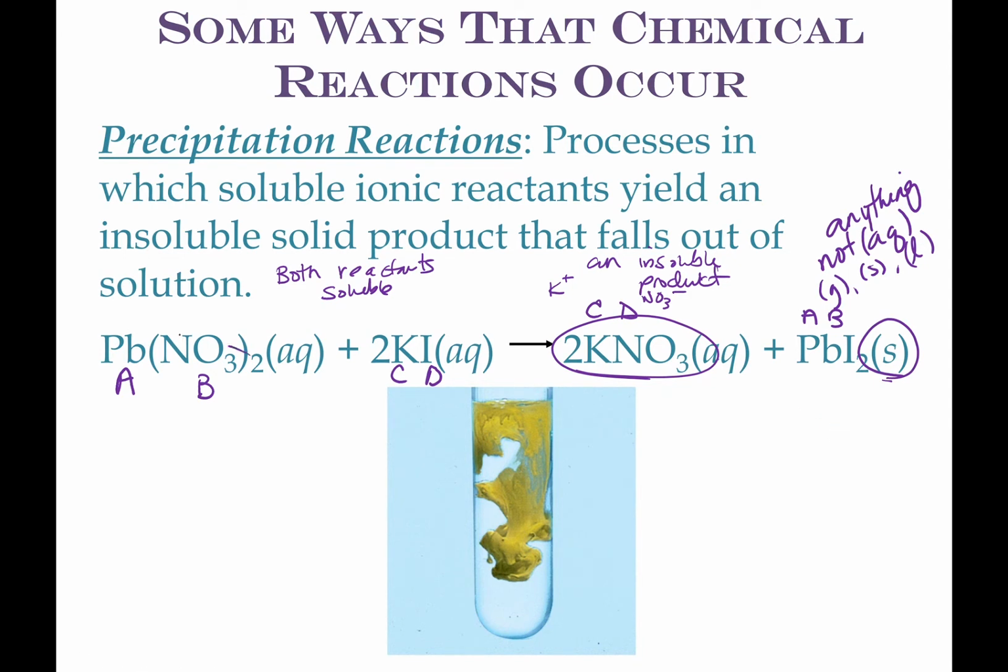So here we have Pb2+ and NO3-. And we have Pb2+ and I-, giving us PbI2. The reason I'm writing those out is just to remind you where we're getting those, because you'll probably have to predict the products for these types of reactions.